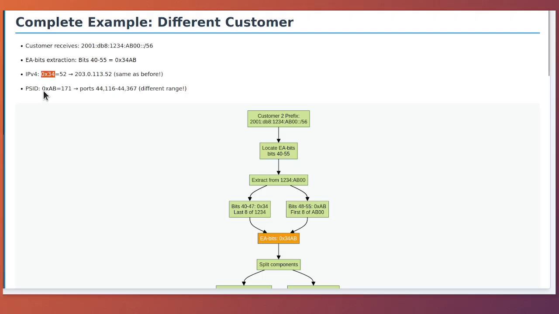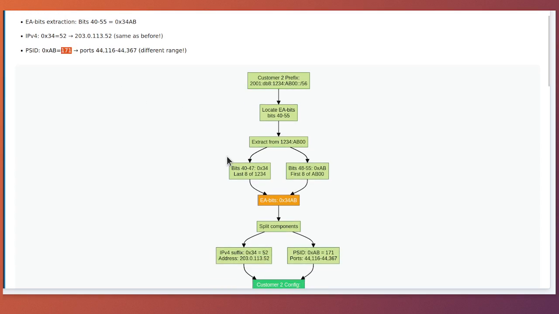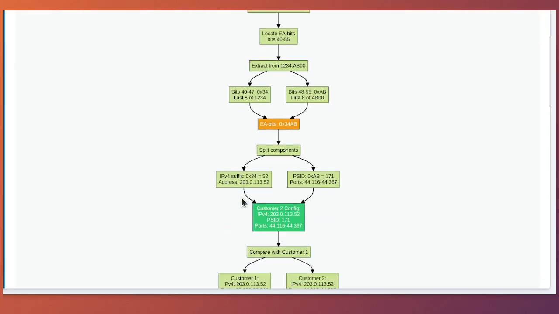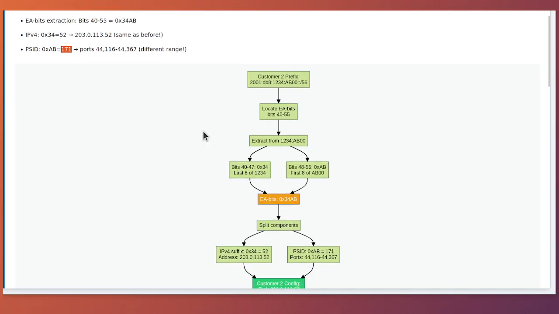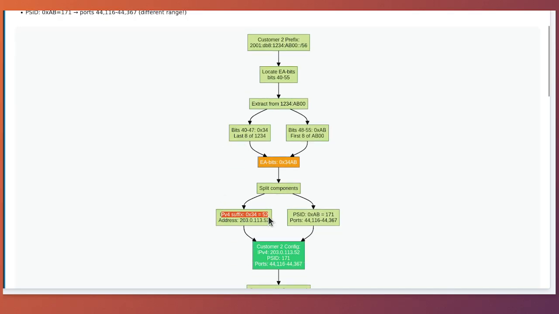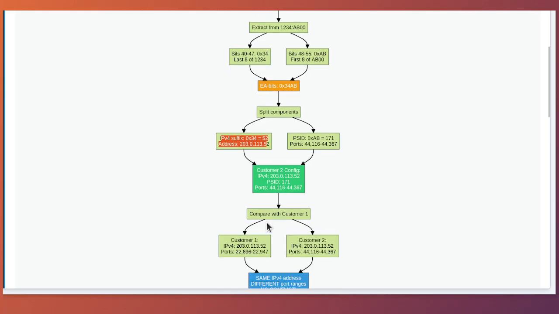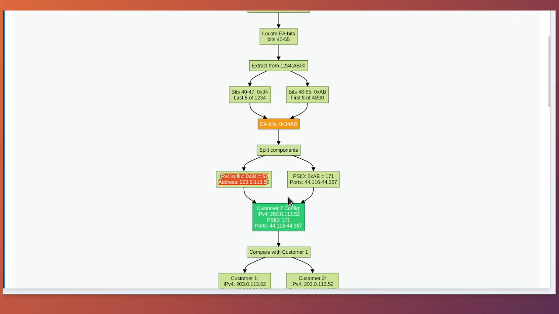The second byte is AB hex, converting AB to decimal. A is 10 and B is 11. So AB equals 10 times 16 plus 11, which is 160 plus 11, equals 171 decimal. This is the PSID. Step 4. Calculate IPv4 address. The rule IPv4 prefix is 203.0.113.0/24. We add the IPv4 suffix of 52 to get 203.0.113.52. Step 5. Calculate port range.